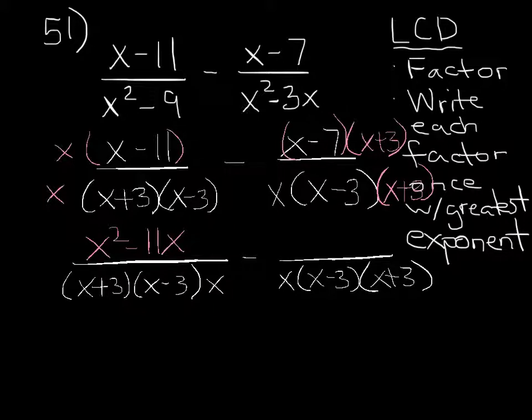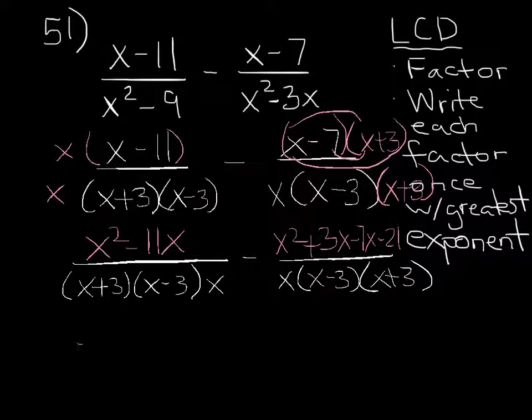Now be careful here, you're multiplying two binomials. So you're going to get an x squared, and then you get a 3x, and then you have a minus 7x, and then you have a minus 21. Okay? So now I'm going to rewrite this as one single fraction.